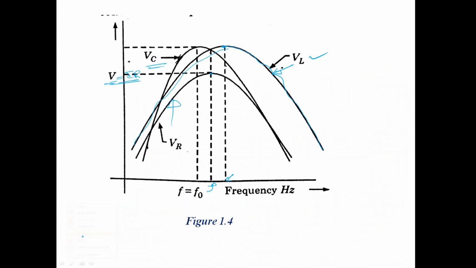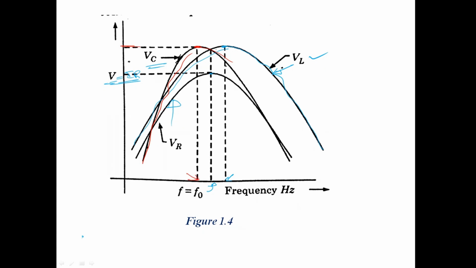VC will also increase along with this, and it attains a maximum value before resonant frequency. ఎందుకు దీని తర్వాత తగ్గిపోతుంది, ఎందుకంటే ఫ్రీక్వెన్సీ పెరుగుతున్న కొద్దీ XC is decreasing since after resonant frequency. Therefore, the voltage across the capacitor attains a maximum before resonant frequency. See here at this frequency.